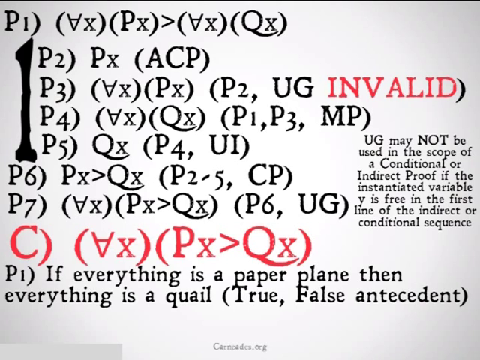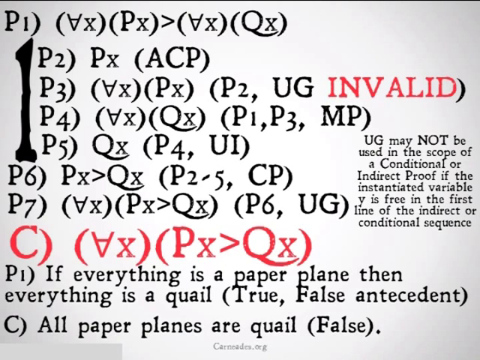Our conclusion is all paper planes are quail. This should clearly be false, because there are definitely paper planes that are not quail. In fact, these seem to be pretty exclusive categories. Because we have a true premise and a false conclusion, this is an invalid argument.